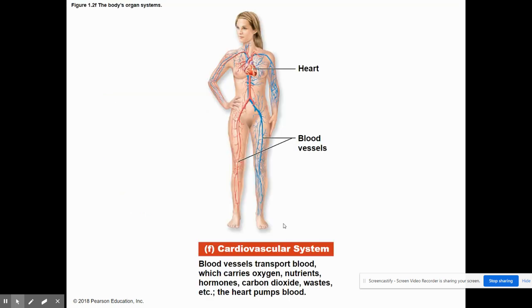So the main anatomical structures of the cardiovascular system are the heart and blood vessels, and the main physiological functions are transporting blood, which carries oxygen, nutrients, hormones, carbon dioxide, waste, and other products. And then the function of the heart is to pump the blood.